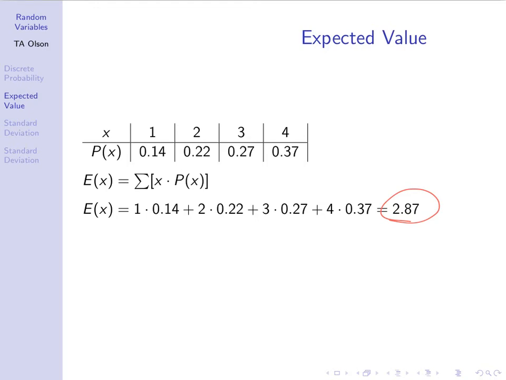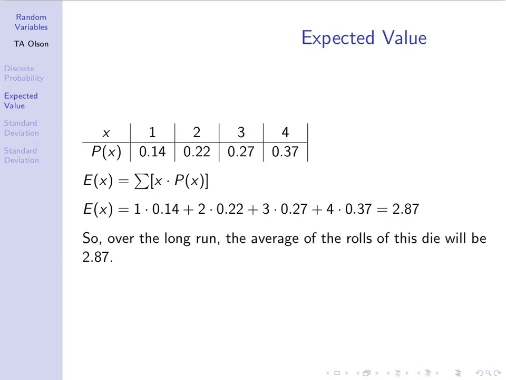And exactly what does this number tell us? Well, it tells us that over the long run, the average value of the rolls will be 2.87. They're going to be a little higher than the 2.5 that the fair dice would be. So this die is not giving good fair rolls for our Dungeons and Dragons players.